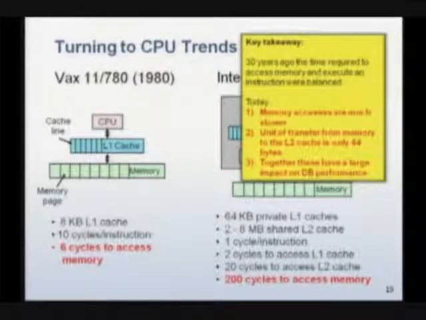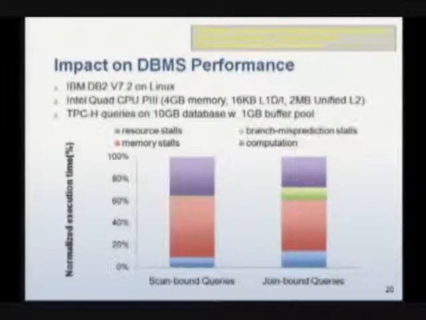Now, as I pointed out earlier, memory accesses are relatively much, much slower. And the cache line size is typically only about 64 bytes. And I'm going to show you some slides next that show how these factors have affected performance. Ooh, that didn't work. Oh, I'm sorry. I thought that was going to work.